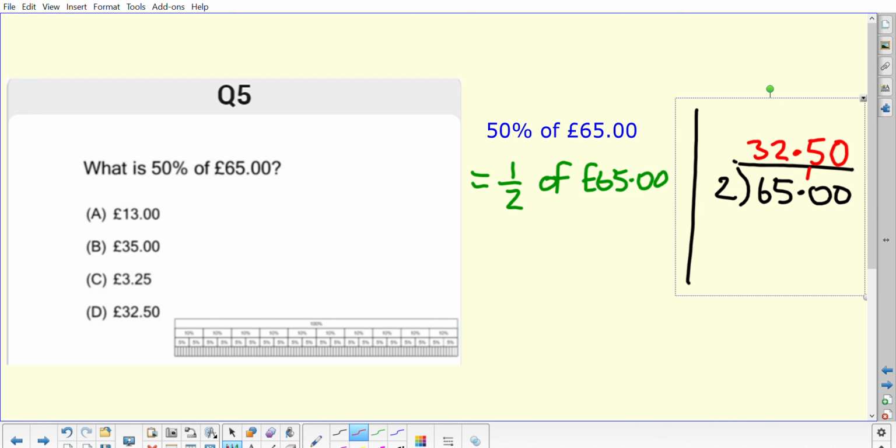So your answer should be £32.50. And that would have been answer D. So check your work and look at what it was you got wrong or why you got them wrong, and make some improvements when you do the next practice sheet.